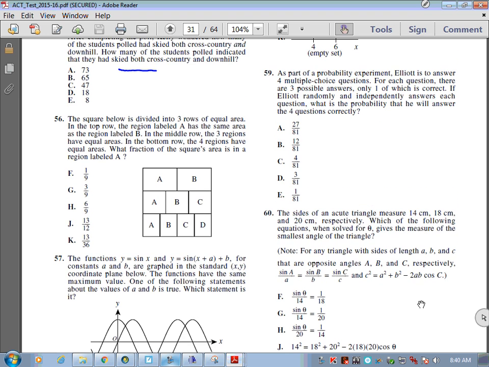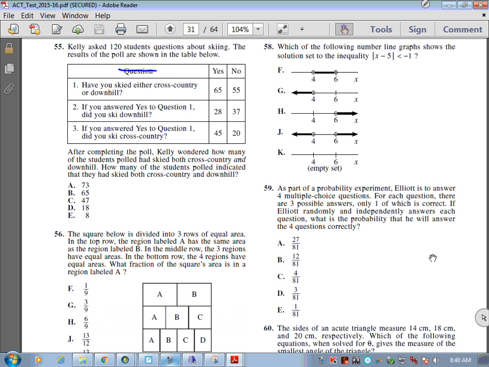Okay, let's come up here. We're on our last couple. 58. Anybody have issues on 58? Okay, good. This one is actually easier than you're probably making it out to be.